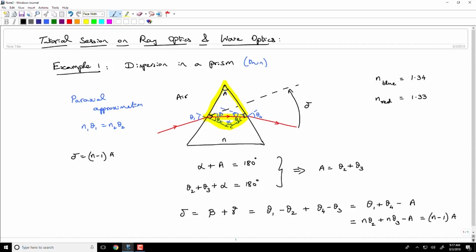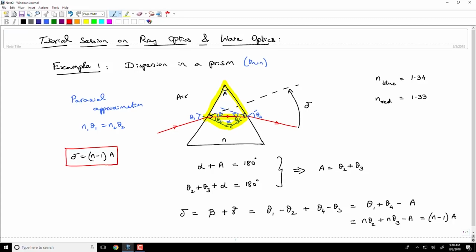So if you want to extend this to any arbitrary angle of incidence and a thick prism and all of that, then you just go ahead and use sine theta wherever necessary, and you get a slightly more complex expression, but nevertheless it gives you some sense of what you can expect.